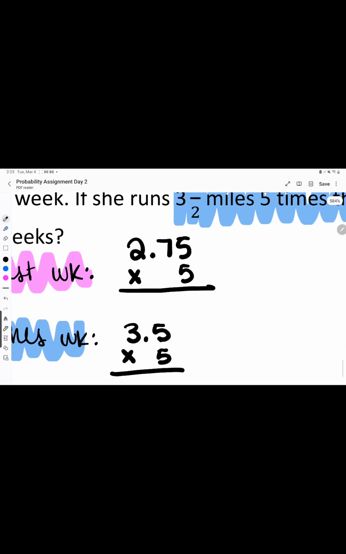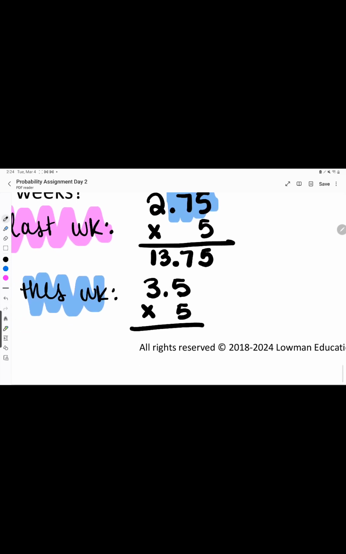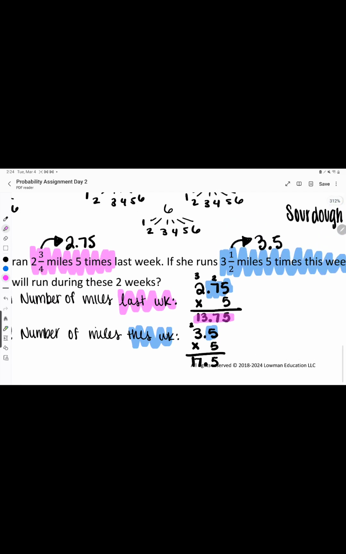Okay, I have 5 times 5, which is 25. So I have 5, carry my 2, 7 times 5 is 35, plus 2 is 37, so write down a 7, carry my 3. 5 times 2 is 10, 10 plus 3 is 13. How many decimal places do I have? 2. All right, then my next one I have 5 times 5, which is 25, so write down a 5, carry my 2. Then I have 5 times 3, which is 15, and 15 plus 2 is 17. So I have 1 decimal place because there's 1 decimal place right here. So I found out that last week she ran 13.75 miles.